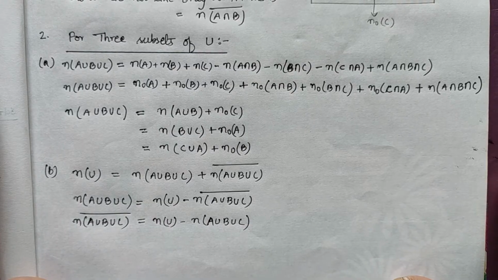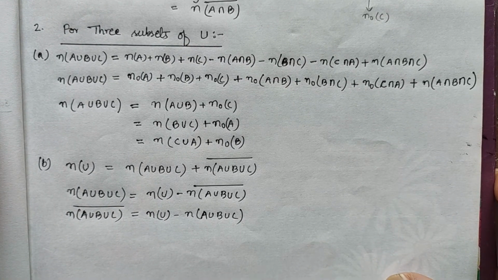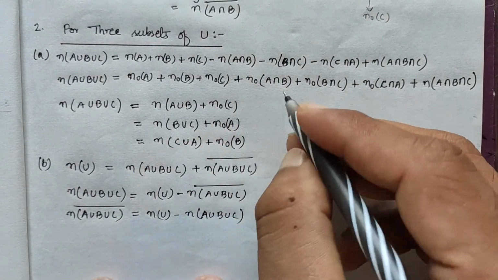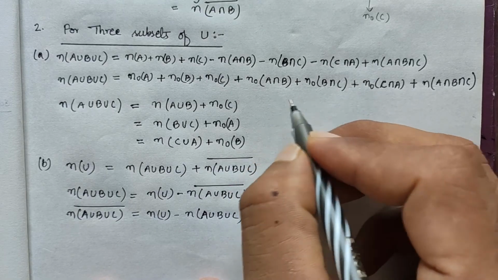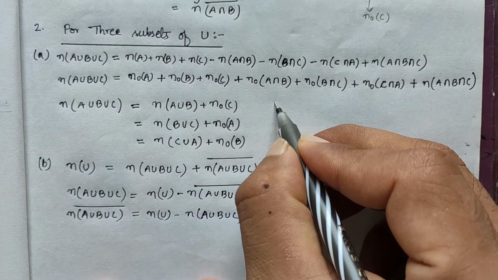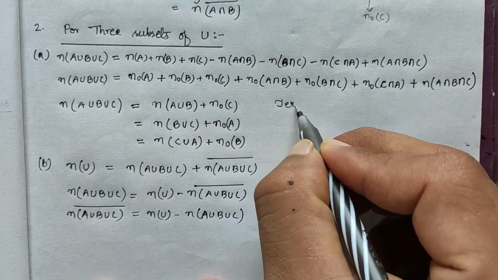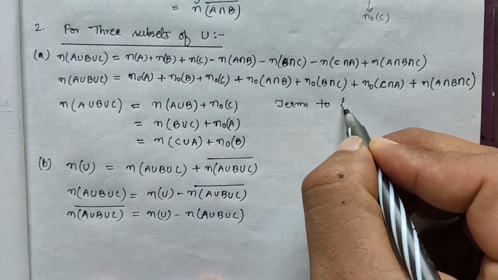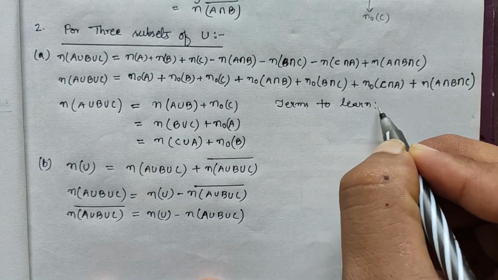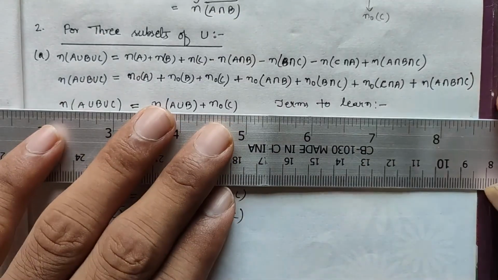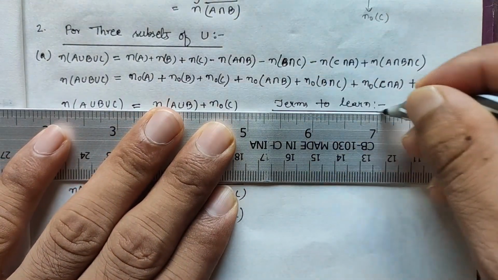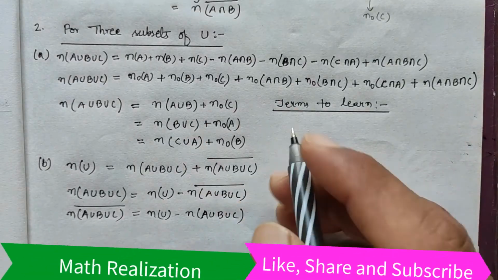Now there are some terms related to these three subsets, so you have to learn these terms also. So let's write the terms also. Terms to learn, for three subsets. Okay, for three subsets we are going to write the terms.